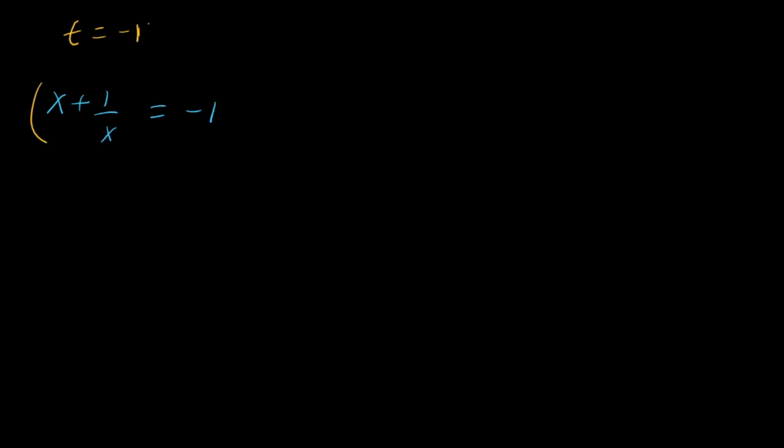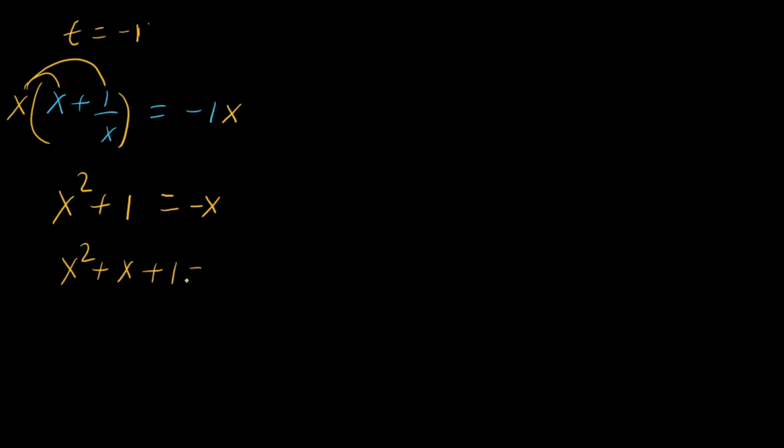If we multiply both sides by x, then on the left hand side x multiplied by x is x square, plus x multiplied by 1 over x gives 1, and this is equal to minus 1 multiplied by x, which gives minus x. If we take all the expression on the same side, then x square plus x plus 1 is equal to 0. Here we have a quadratic equation in terms of x.